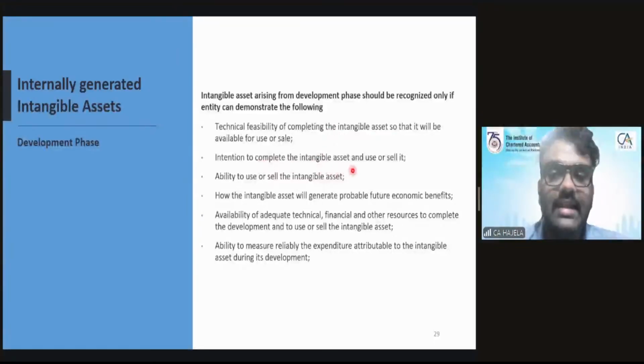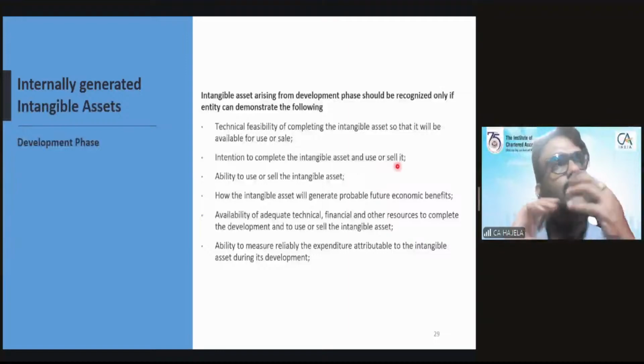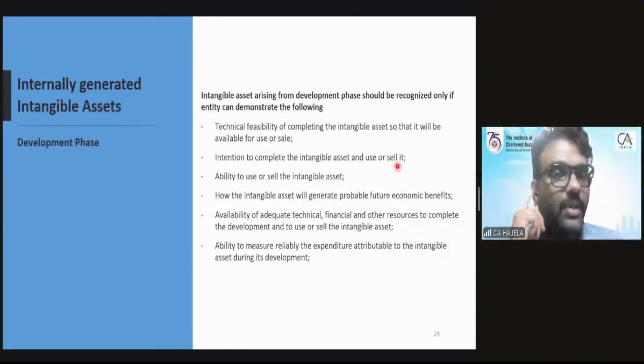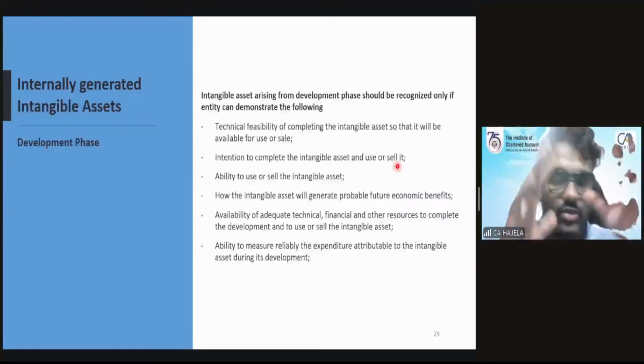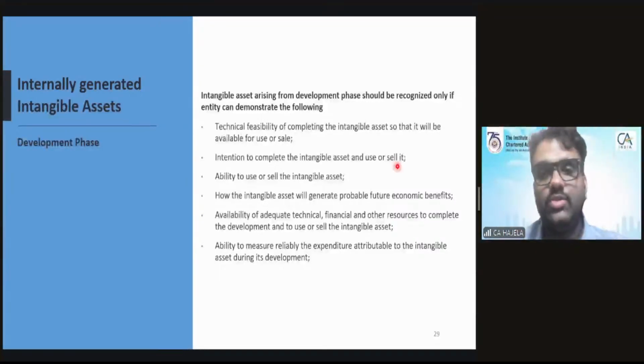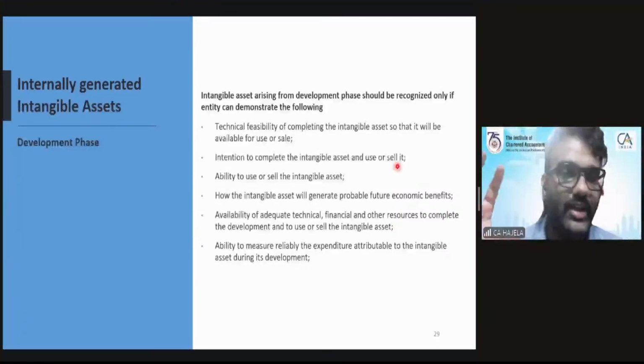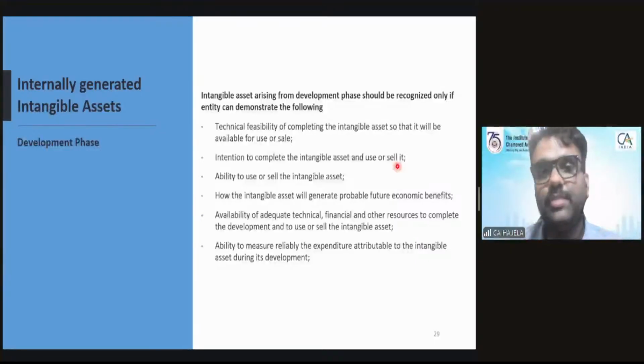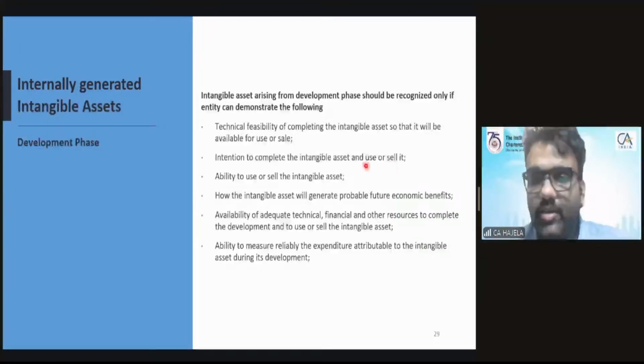Intention to complete the intangible asset and use or sell it. Let's say I developed the formula, but it is so expensive to sell it and there are market alternatives available which are cheaper. So does it make sense for me to incur production cost and sell it in the market? Let's say I was doing some research. I came to a conclusion, okay, that by this formula, I can make this medicine. And then I realized that the medicine it's getting made is actually so expensive and there are cheaper market alternatives available. So can't capitalize it because I'll be not completing it.